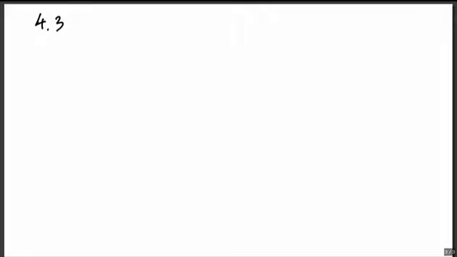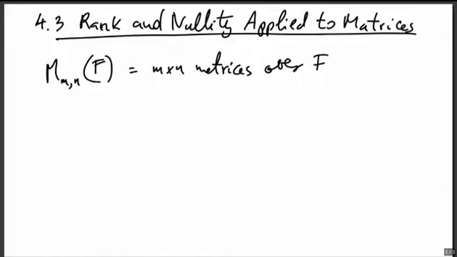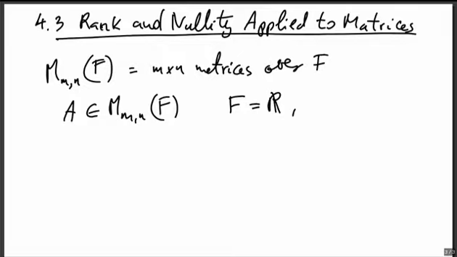Section 4.3 is rank and nullity applied to matrices. Capital M subscript mn of F denotes the m by n matrices over the scalar field F. This is in fact a vector space, but right now we're not going to work with that specifically. We introduced this before for a matrix that was m by n. We will use mostly real numbers for the scalar field, but at some point we will also use complex numbers. Let's concentrate right now on real numbers for a while.